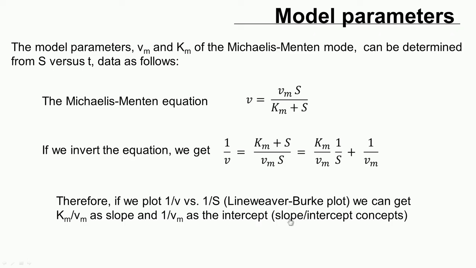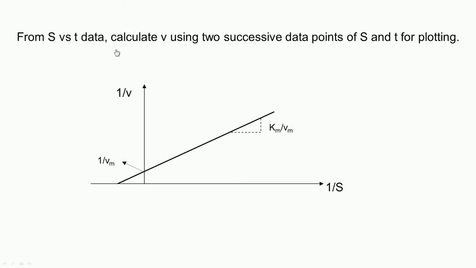And I think this audience would know the slope and intercept, right. This is the equation of a straight line, y equals mx plus c, and m is the slope, c is the intercept. That is why we try to plot it this way, so that from a straight line we can get these parameters. So, from S versus t data, calculate V using two successive data points of S and assign it to the midpoint of the time interval there, and then 1 by V versus 1 by S, straight line, Km by Vm as a slope and 1 by Vm as the intercept.